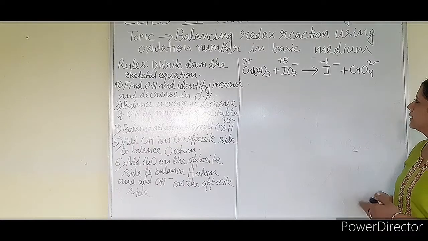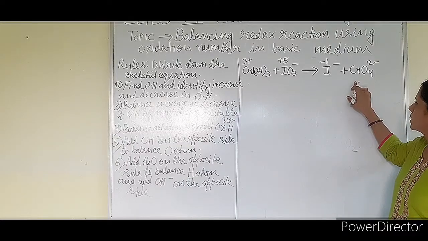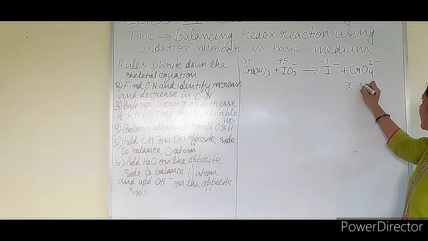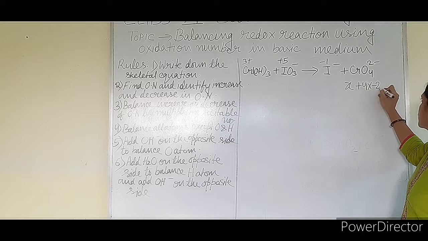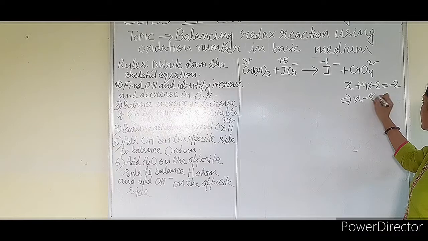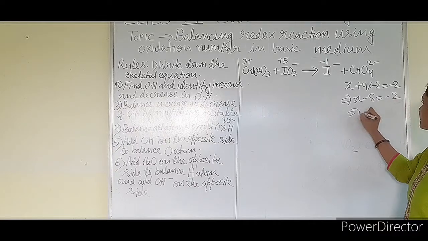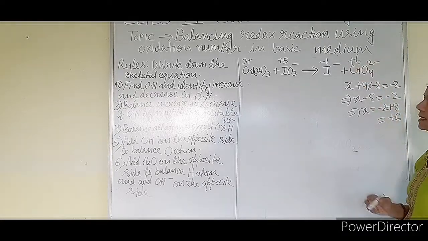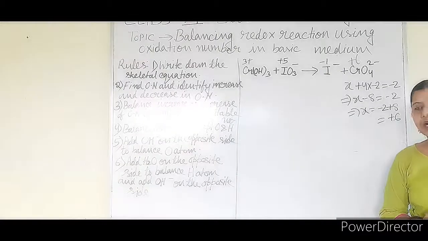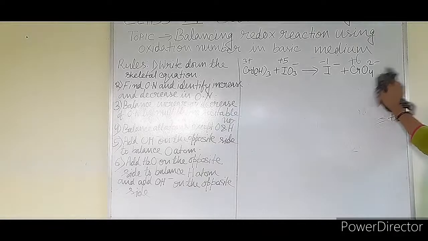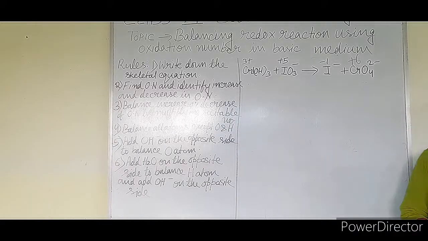CrO4 2 negative, here the oxidation number, let me calculate: x plus 4 into minus 2 will give you minus 2. So x minus 8 equals minus 2. x equals minus 2 plus 8, that means plus 6. So here it is plus 6. One I am showing, all others you can do the same way. Okay, so this is how to find the oxidation number.